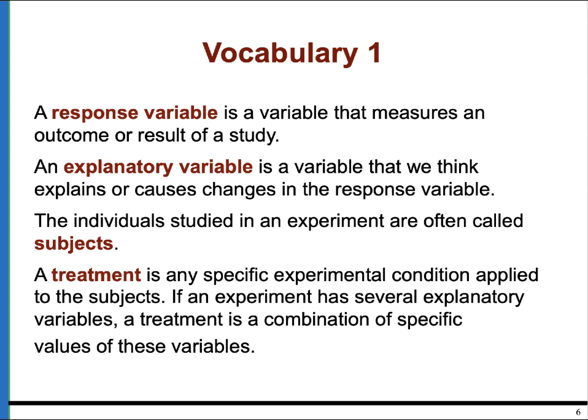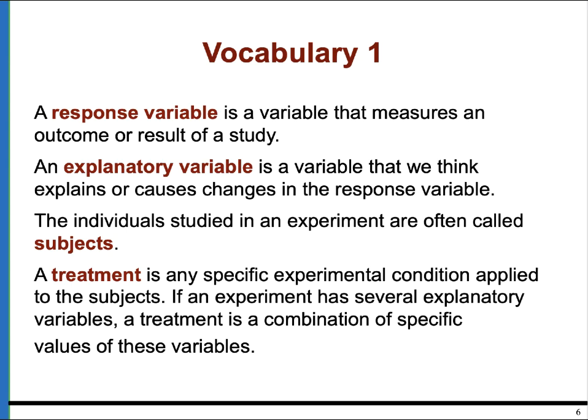We have the explanatory variable, and that's going to be the variable that we think could be explaining or causing changes in the response variable. So in the observational study, the explanatory variable was not going to be able to cause a change. But in an experiment, because we can isolate everything else going on, we can actually show a causation relationship between the explanatory variable and a response variable.